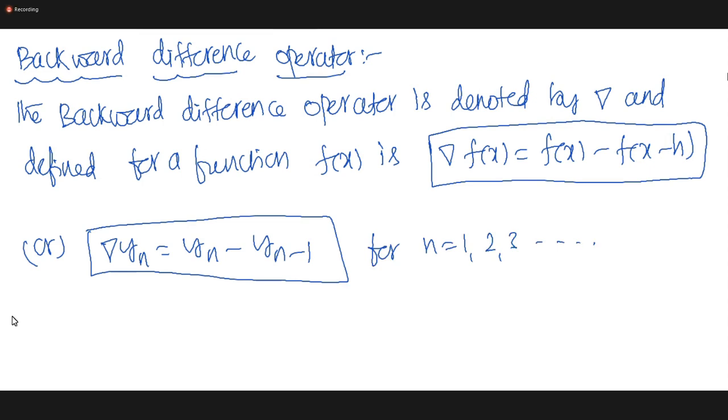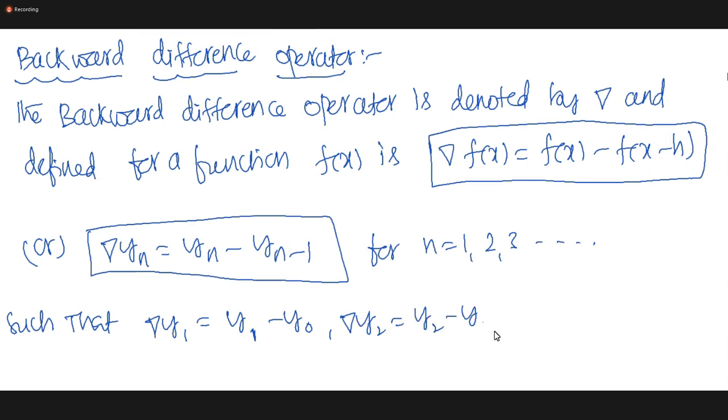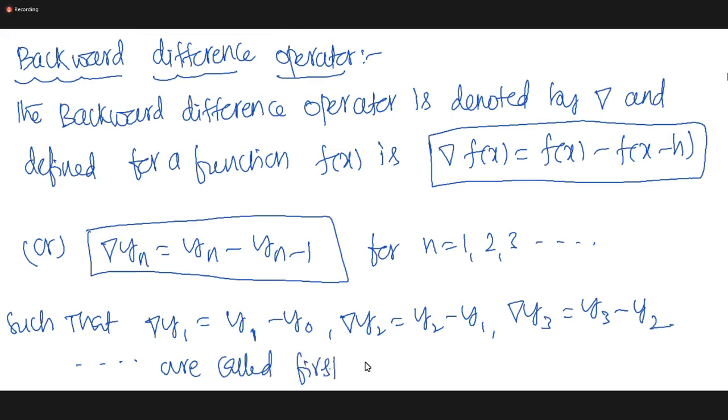Such that del y1 is y1 minus y naught, del y2 is y2 minus y1, del y3 is y3 minus y2, and so on, are called first order backward differences.